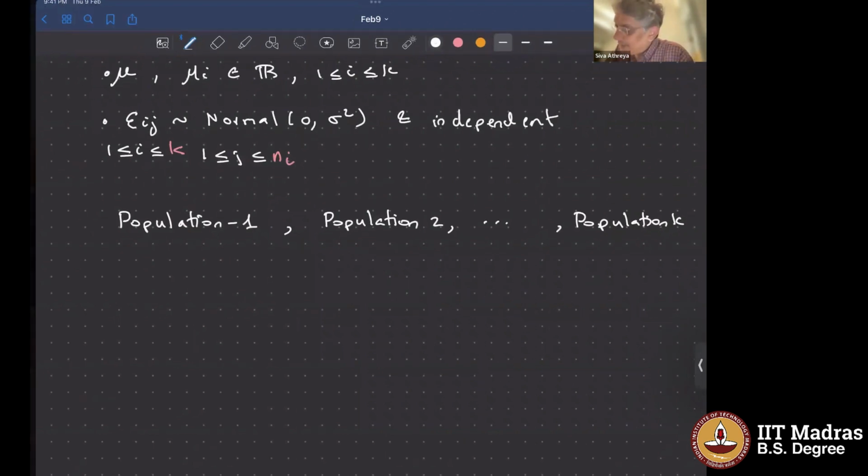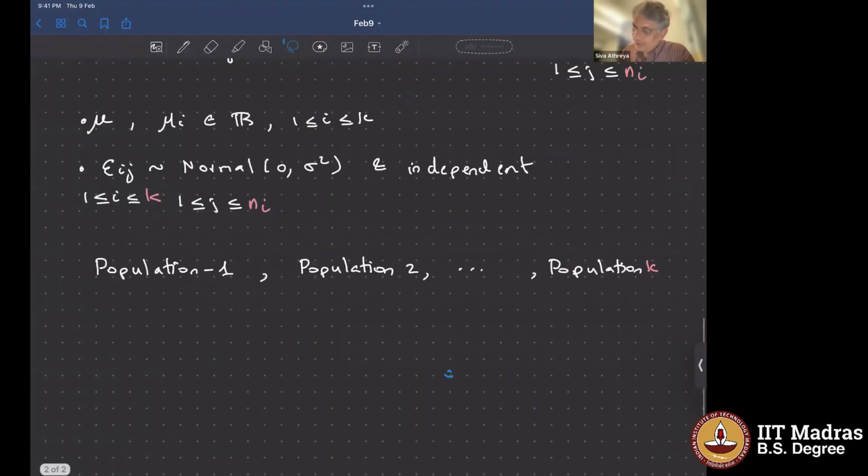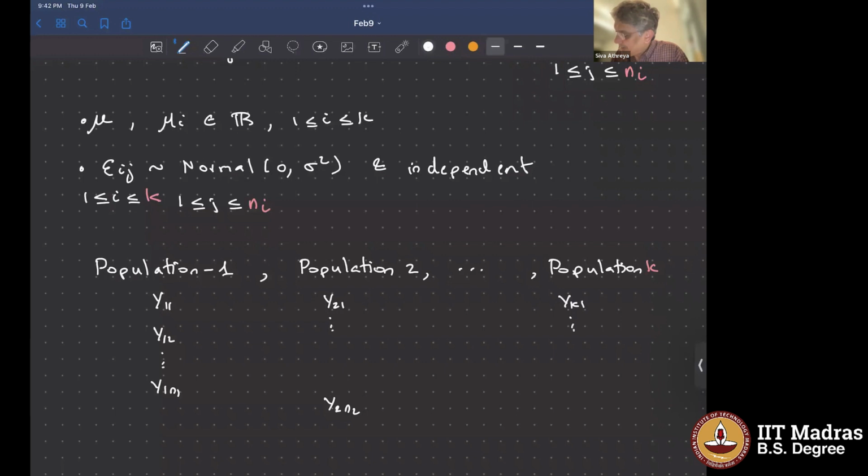What will happen is each population will have characteristics. So this is Y_11, Y_12, and all the way till Y_1n1. That's what population 1 is. Then population 2 has a data set like Y_21 and Y_22 all the way to Y_2n2, which is a little bit larger than n_1, let's say. And population k has Y_k1 all the way to Y_knk. So that's your data set.